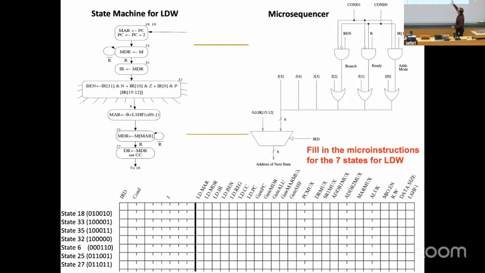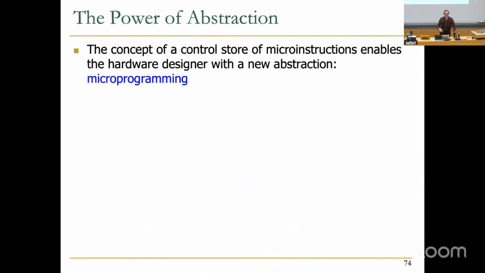For example, this is the finite state machine part for a load instruction that someone designed. It's very similar to what we designed earlier, give or take a couple of things. This is the microsequencer someone designed. And now you go and fill out this table. This is your microprogram. These are your micro-instructions. So this enables an abstraction, right? So earlier we had assembly programming.